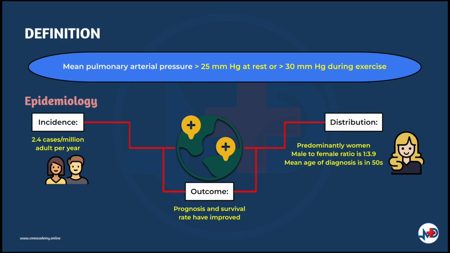Although it can affect all races, a study in the US suggests a white predominance. With the advancement in pharmacotherapies, the prognosis and the survival rate of the disease has improved along the years.